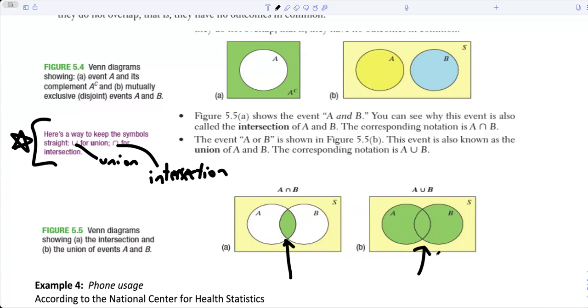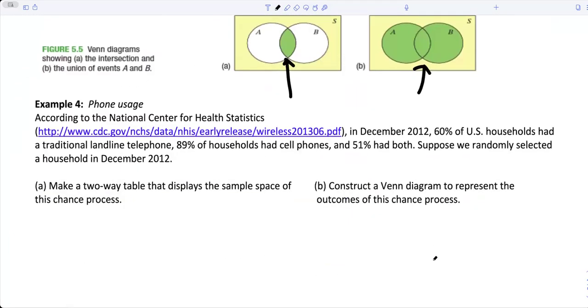All right, so let's look at one more example here. It's a little dated, but it will serve for our purposes. According to the National Center for Health Statistics, in December of 2012, 60% of US households had a traditional landline telephone, 89% of households had cell phones, and 51% had both. Suppose we randomly selected a household in December of 2012. Part A says make a two-way table that displays the sample space of this chance process.